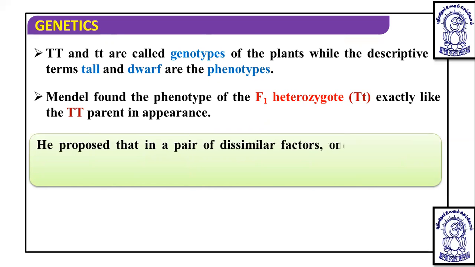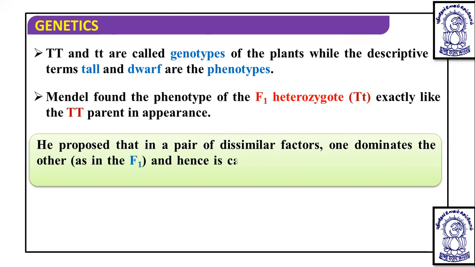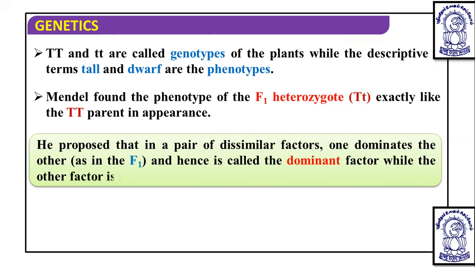So what Mendel did, Mendel saw a capital T small t plant, the F1 plant, and a capital T plant, the parent plant. So he observed a similar expression. Both are of approximately similar size. So he proposed that in a pair of dissimilar factors, one dominates the other. One of the important things.